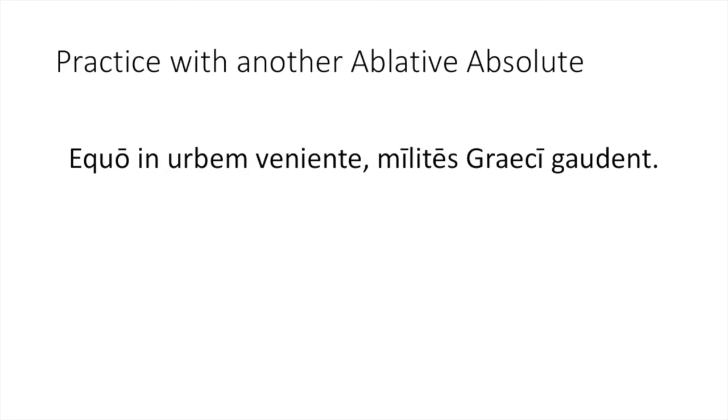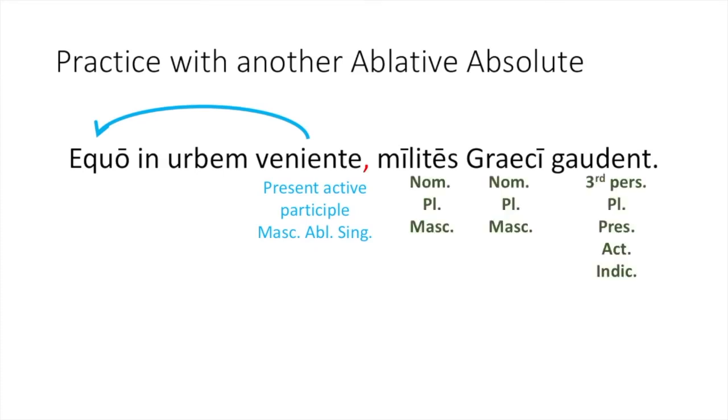Okay, so you see your participle veniente that's ablative. It's at the beginning of the sentence, which is a good clue. It's an ablative absolute. It's modifying equo, and so we have a noun that's also in the ablative. Another good clue that it's an ablative absolute, but we need to make sure it's not grammatically related to the rest of the sentence with like a preposition or ablative of manner, something like that. So we know milites Graeci are nominative plural masculine. Gaudent is third person plural, present active indicative.